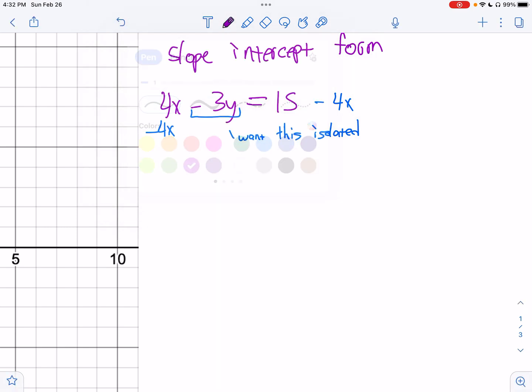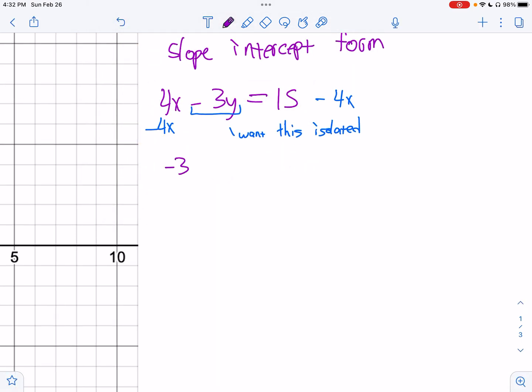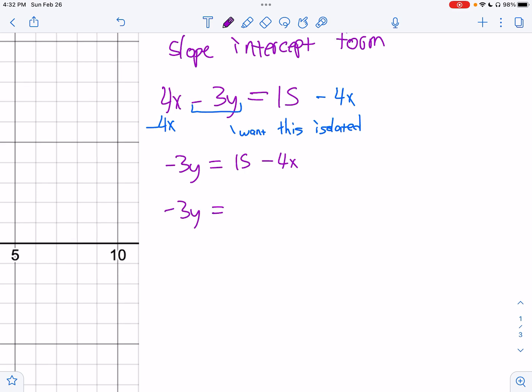So I have to be careful because this is still negative 3y. And now I have 15 minus 4x. Now the order doesn't matter here when you subtract. Well, it does matter, but as long as I keep the negative on the 4x, then these are the same thing. Subtracting 4x from 15 is the same as adding 15 to negative 4x. Okay, and then I divide by negative 3 because I want to get 1y by itself.